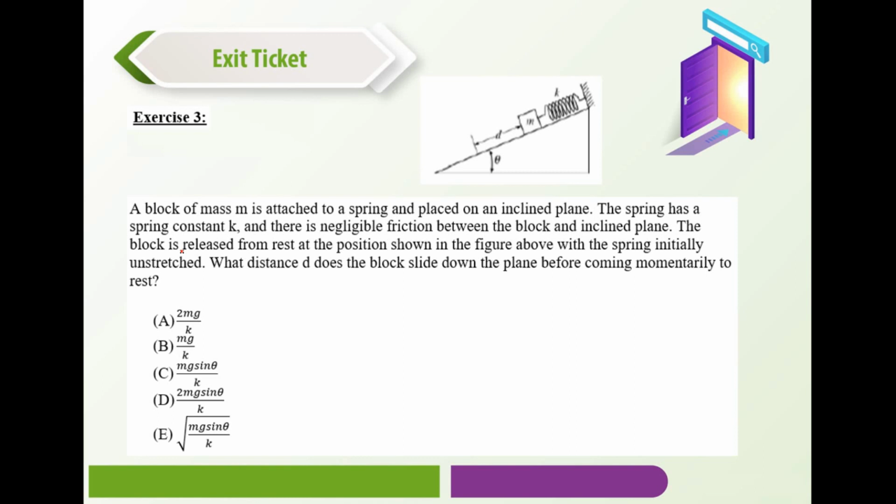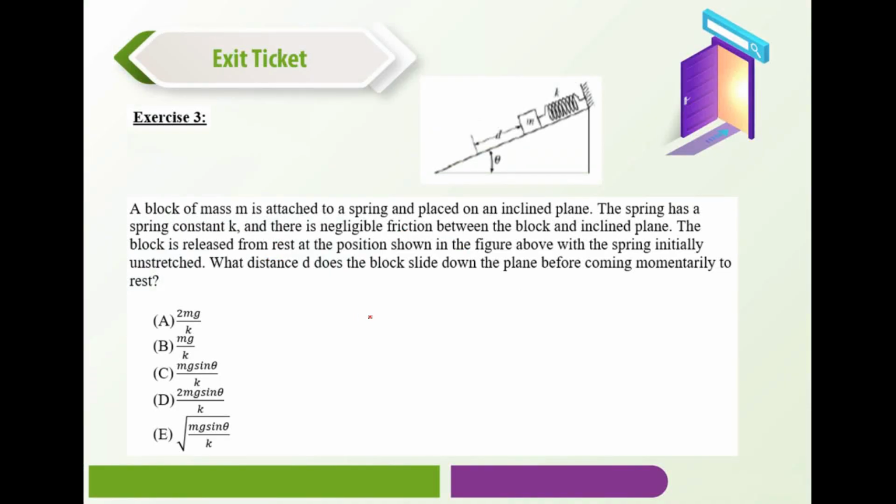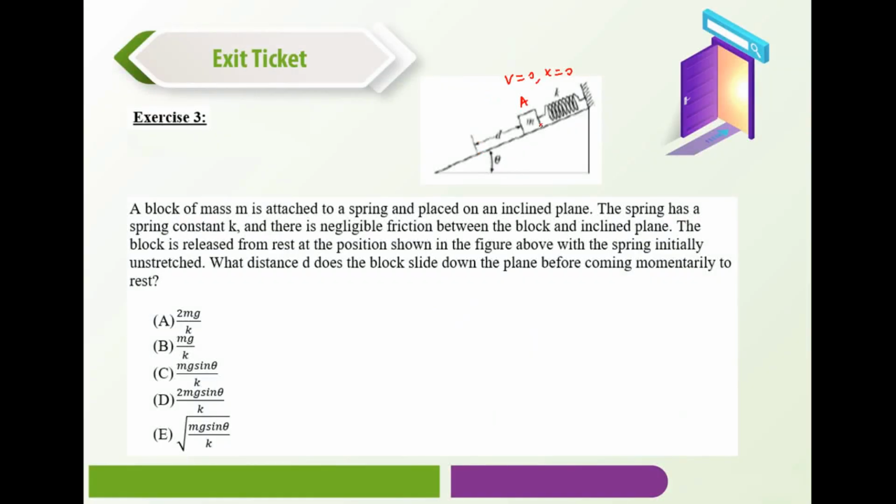Exercise 3, which is an exit ticket for today's video. A block of mass m is attached to a spring and placed on an inclined plane. The spring has a spring constant k, and there is negligible friction between the block and the inclined plane. Negligible friction means that we can always use the conservation of energy. The block is released from rest at the position shown in the figure above, with the spring initially unstretched. Then let me say that this is the point A. At the point A, the speed is 0 and there is no elongation nor compression. So basically at the point A, we would only have gravitational potential energy.